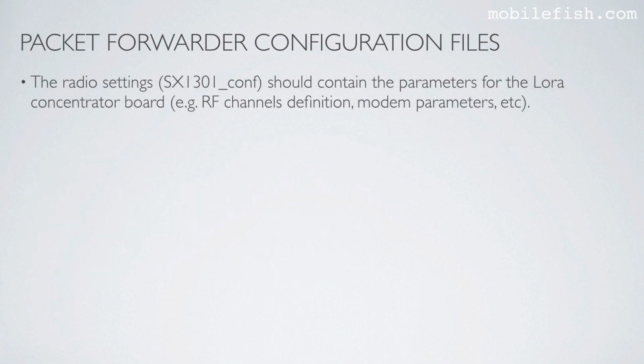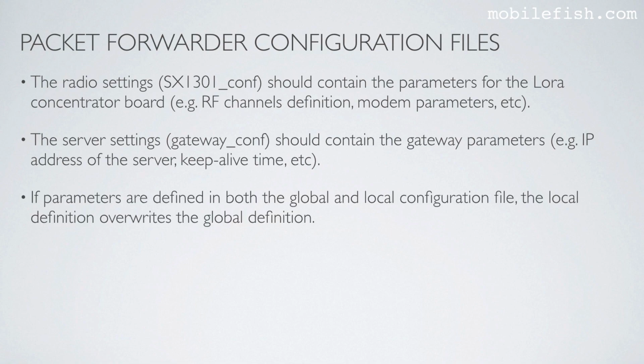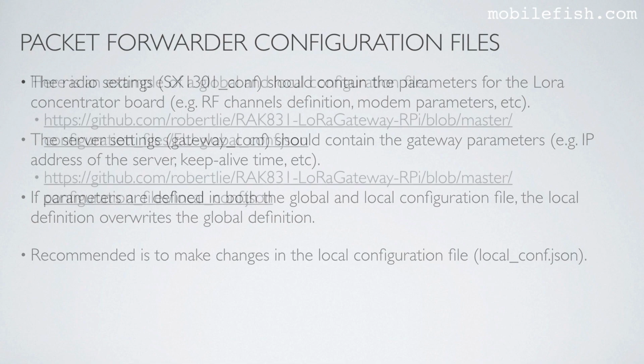The radio settings should contain the parameters for the LoRa concentrator board, for example, RF channel definitions, modem parameters, etc. The server settings should contain the gateway parameters, for example, IP address of the server, keep alive time, etc. If parameters are defined in both the global and local configuration file, the local definition overrides the global definition. Recommended is to make changes in the local configuration file.